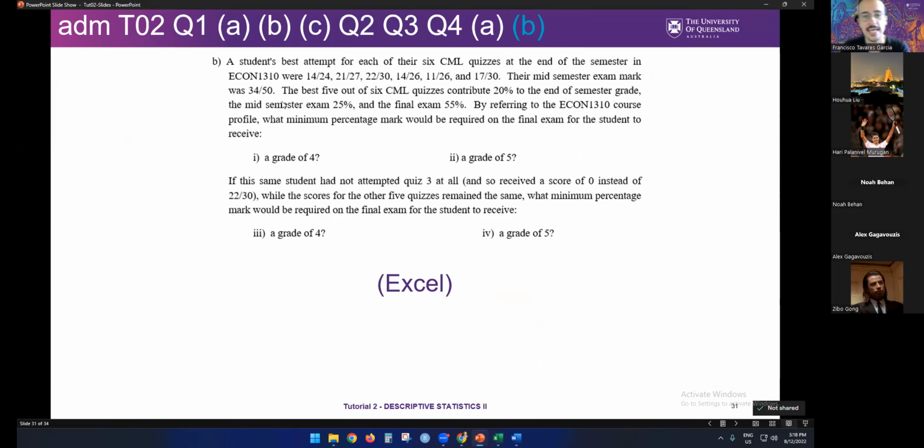Part 2. If the same student had not attempted quiz 3 at all, so they missed the quiz, and you guys don't want to miss the quiz. We have quiz 1 now. There will be a second attempt. Make sure you don't miss it.